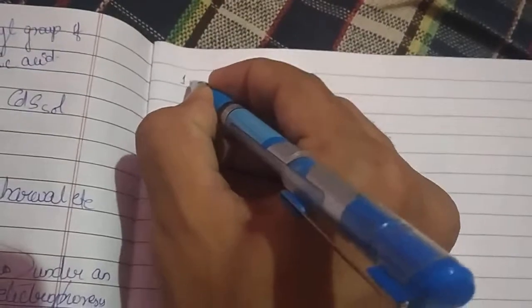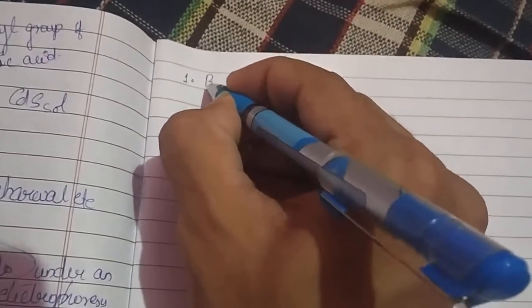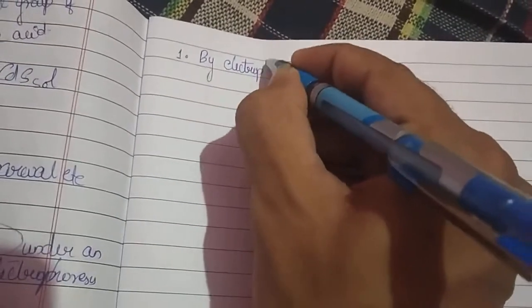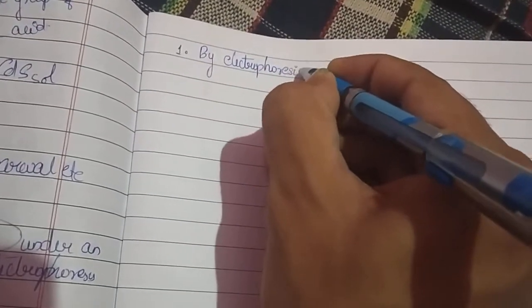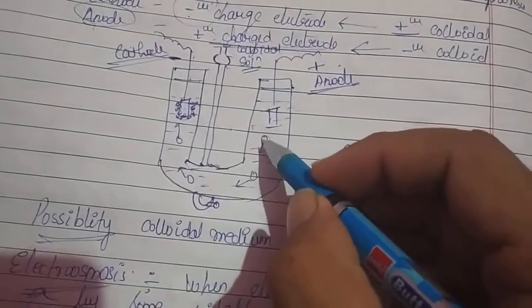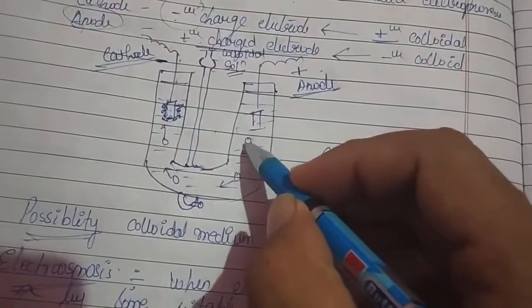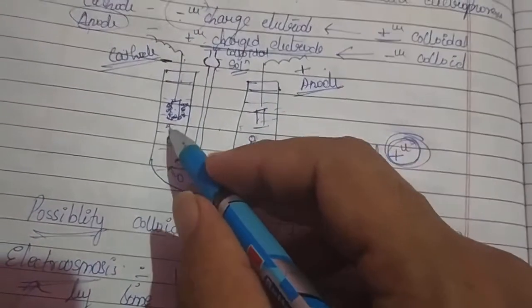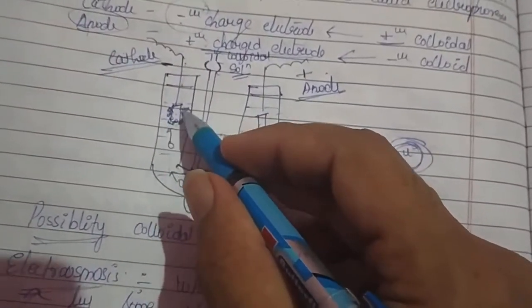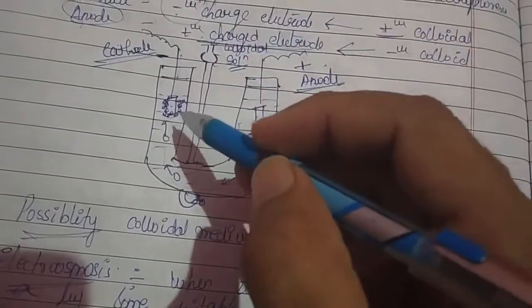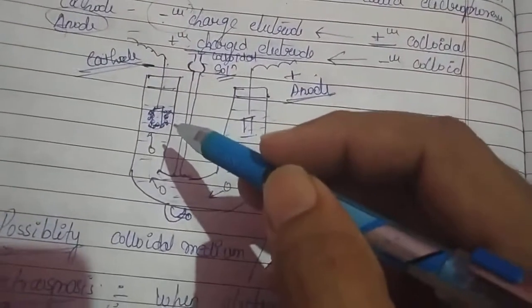So let's first understand, as we have done just now, the first method is by electrophoresis. Of course, here itself we have seen it. What is happening? Due to the charge present on the colloidal particles, each and every colloidal particle will come and get coagulated at its respective electrode, which is oppositely charged. So what happens? Mutual neutralization takes place.